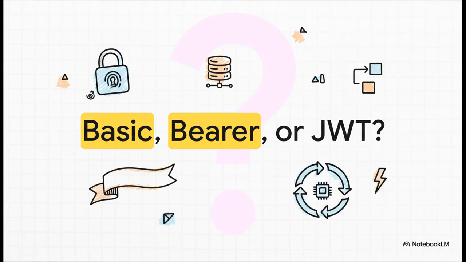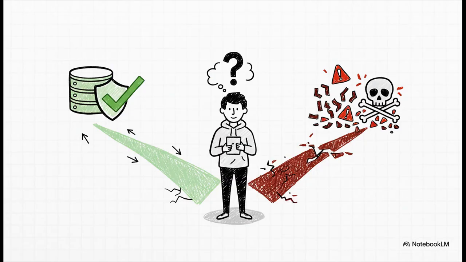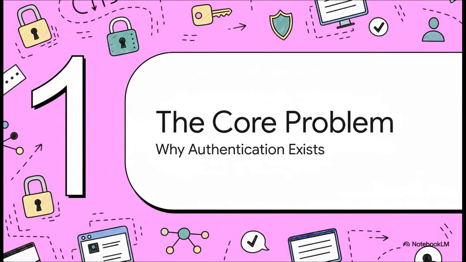Basic, bearer, or JWT? Let's really get into this, because picking the wrong one isn't just a minor oops, it can be a full-blown security nightmare. So how on earth do you choose the right one for your project? Well, that's exactly what we're going to unpack right here, right now. But first, to really get it, we need to understand the core problem. Like, why do we even need this stuff in the first place?